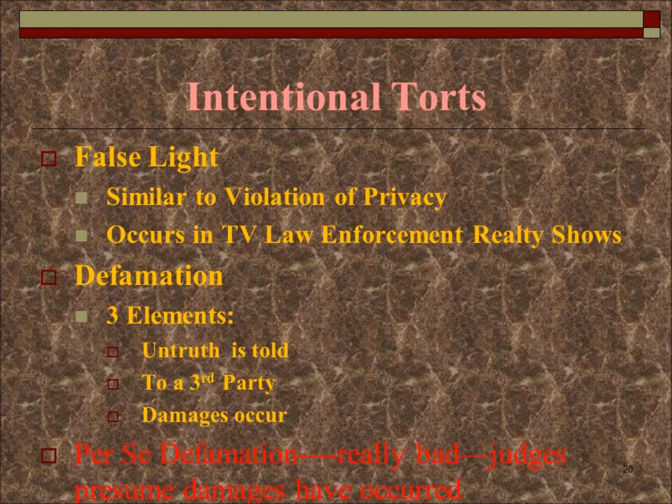Defamation is an intentional tort. Defamation comes in two types: libel, L-I-B-E-L, and slander. Slander is spoken, libel is written, but they're both defamation. All defamation claims must be proven by a plaintiff by preponderance of the evidence. There are three elements to prove defamation. An untruth is told. It's communicated to a third party, and finally damages occur.